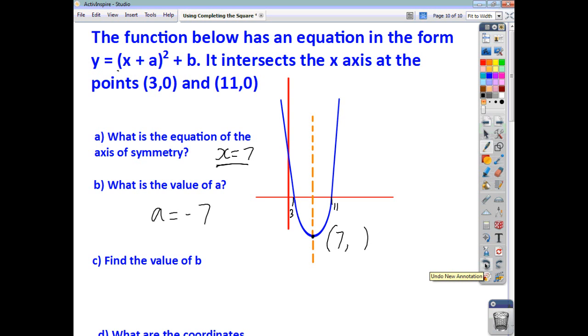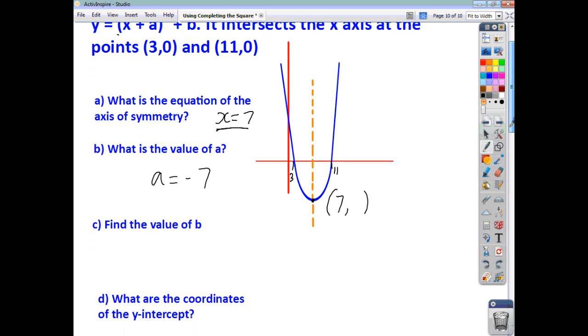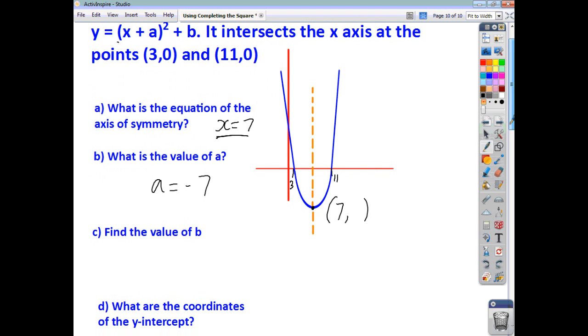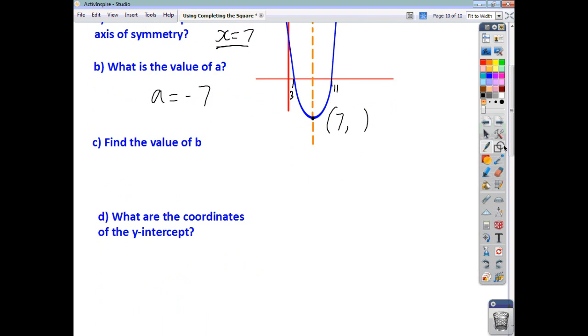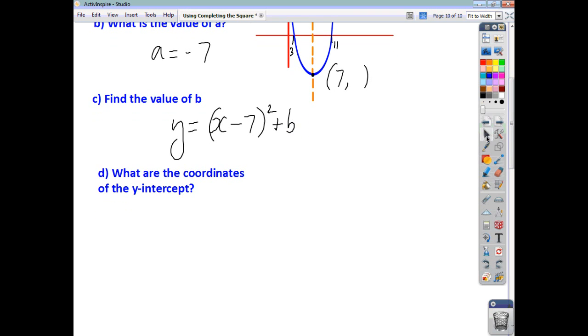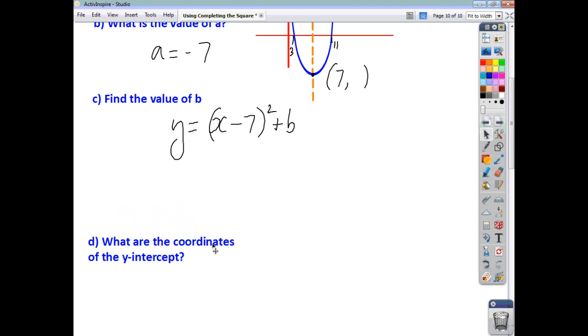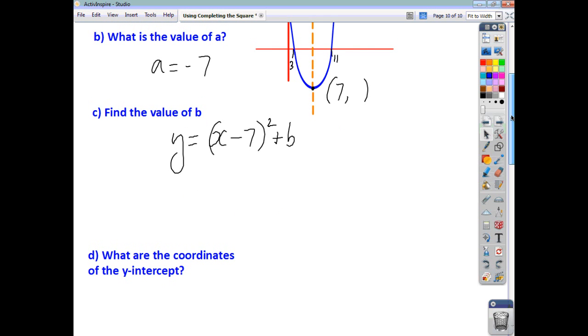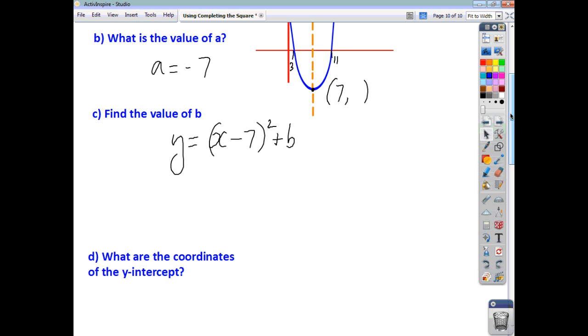You're then asked to find b. Now we know that a is negative 7. So we know that y is equal to (x minus 7) all squared plus b. And you're asked to find b. Now, how are we going to do that? Well, if we go back to the question, we know that the points (3, 0) and (11, 0) have to be on the function, on the parabola. So we know that (3, 0) and (11, 0) satisfy this equation.